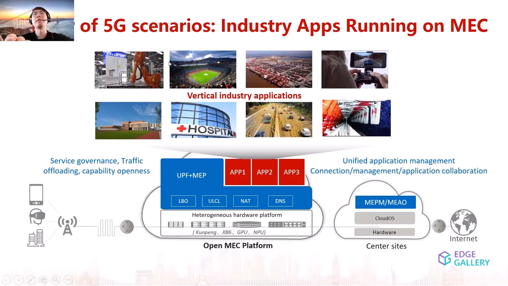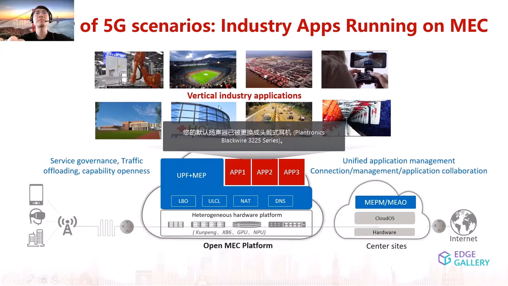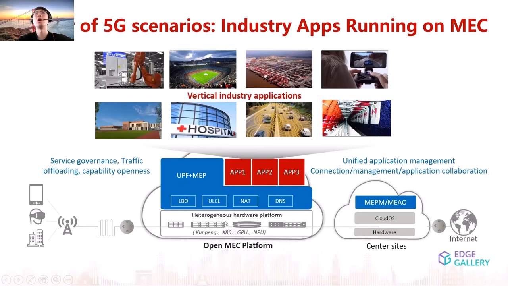Like the pictures right here: intelligent factory, intelligent school, and government. And here's the intelligent hospital, the intelligent harbor, and V2X, which means vehicle to everything. So the whole ecosystem needs a platform to provide guidelines for service governance, traffic offloading, and capability of openness. So here's where Edge Gallery comes from.